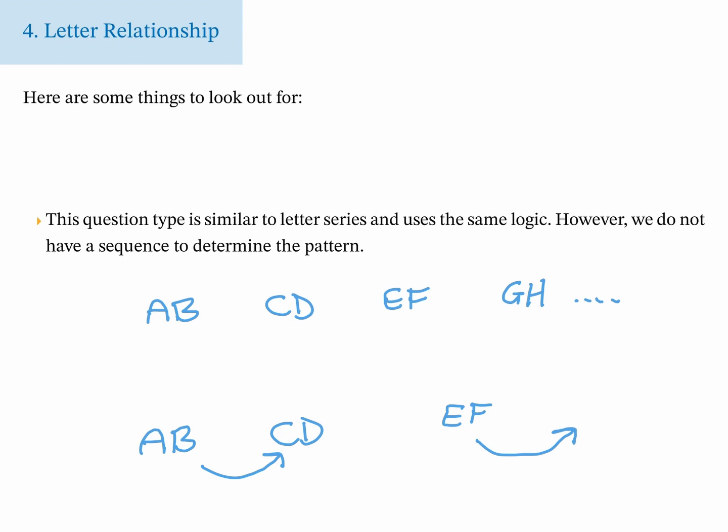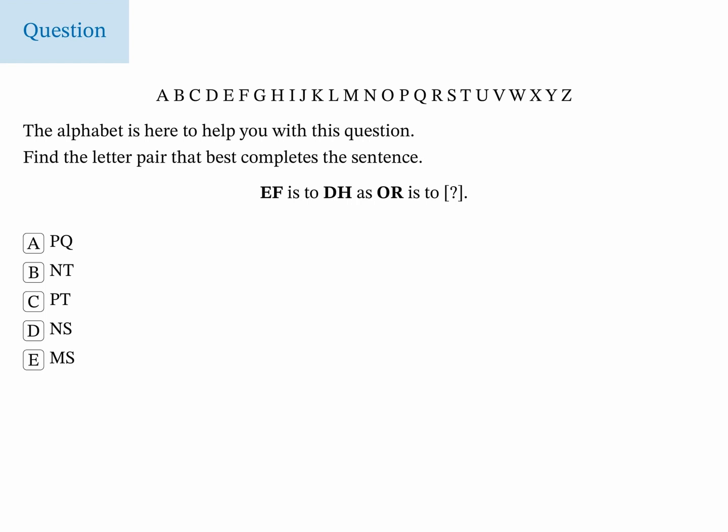There's not going to be the sort of pattern we saw in letter series, where how you shift through the alphabet might decrease by one each time or increase by one each time. You're going to have a very static, the same relationship between the first pair of letters, and then you just need to apply that to the second pair. So this is a nice, much more simplified version of letter series. But let's have a go at one final question for this particular question type. Have a go at answering this one, and we will go through it shortly.